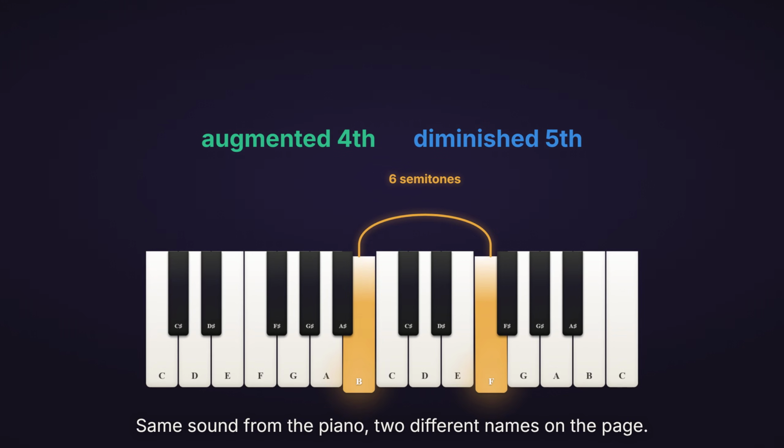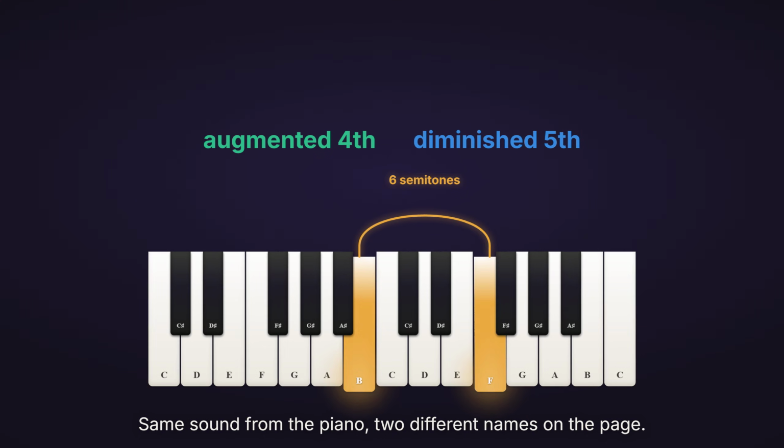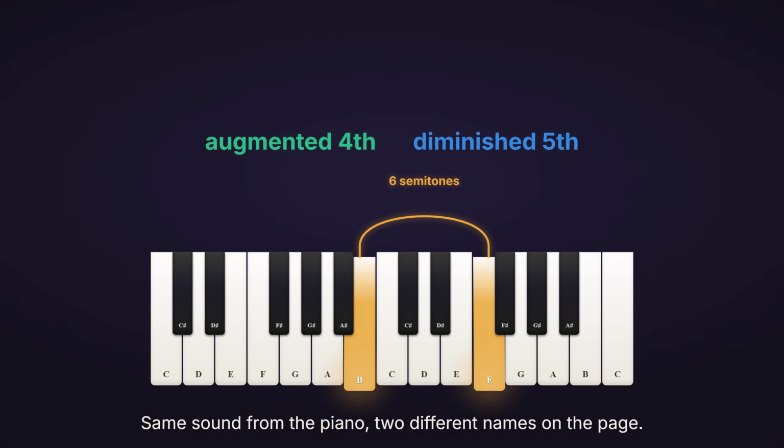If you played both for a friend with their eyes shut, they could not tell you which was which, because there is nothing to tell apart in the sound itself. And still, a trained musician writes them differently on purpose, and reads them differently too. That is what this lesson is about, why one single sound gets two spellings, and how the spelling you choose quietly tells you what the note is actually doing. So why would anyone bother carrying two names for one sound?